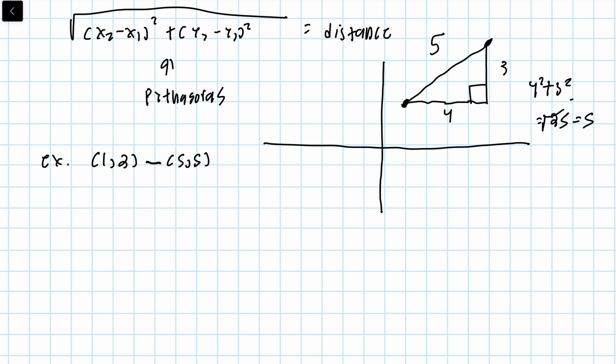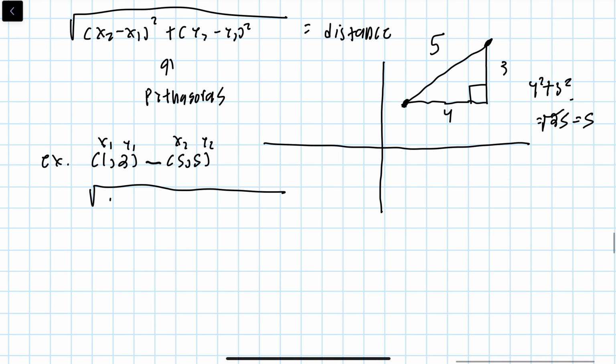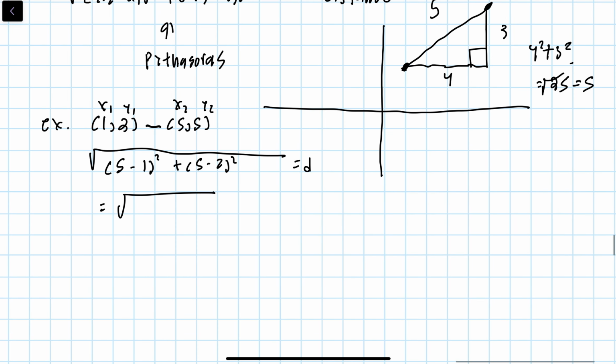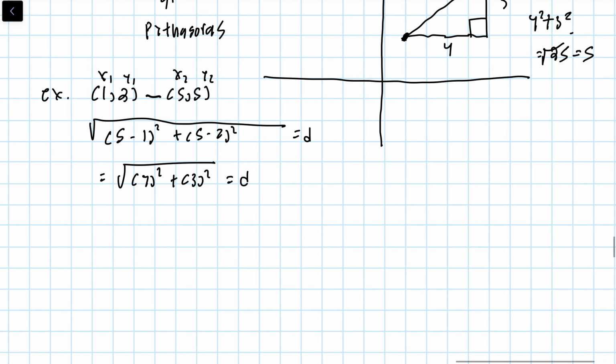So first off, let's write our formula, and then write our x2, y2, and y1, x1. So our x2 is going to be 5 minus x1, which is 1, squared, plus y2 minus y1 squared is equal to the distance. So now we have the square root of 5 minus 1, 4 squared, plus 5 minus 2, which is 3 squared, equal to the distance. 4 squared is 16, plus 3 squared, which is 9, this is 25. And then the distance is just equal to 5. So the math works.